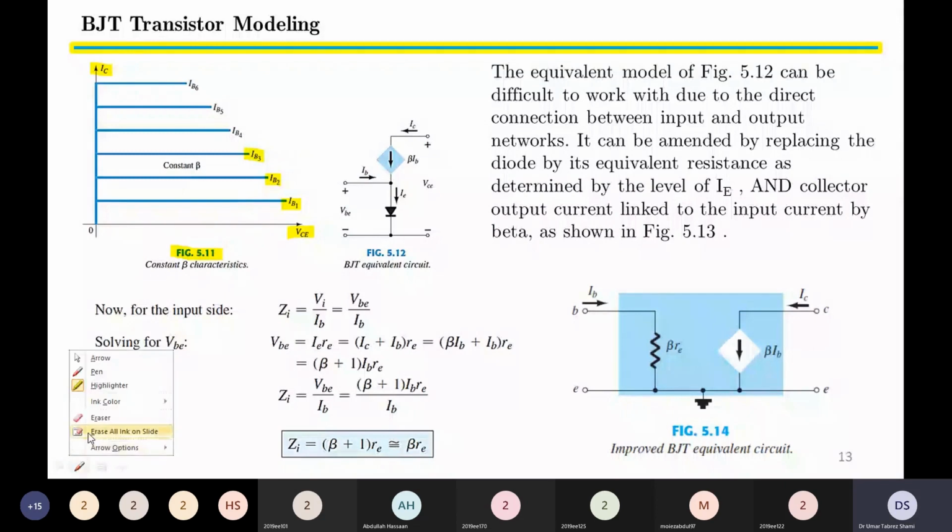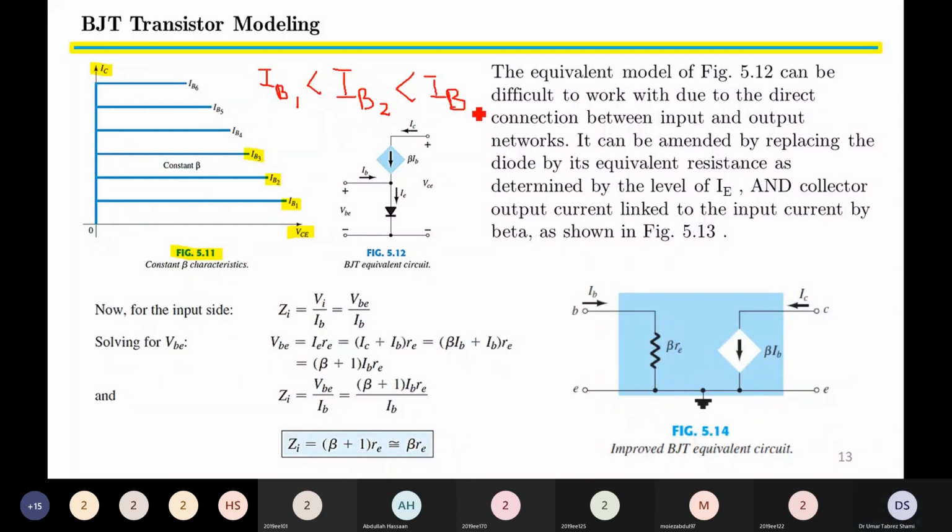The relationship between the base currents is such that IB1 is smaller than IB2, is smaller than IB3, up till IB6. So IB1 is the minimum base current. It produces the minimum collector current. And IB6 is the maximum base current. It produces the maximum collector current.